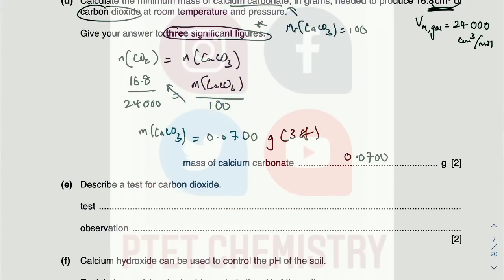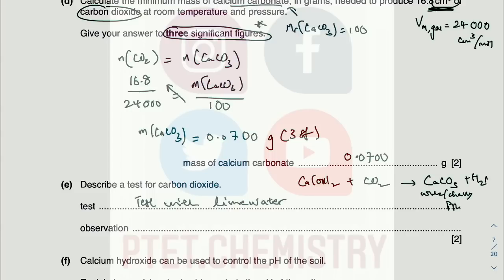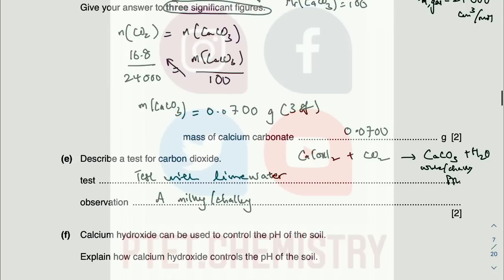Test for carbon dioxide. So you test with lime water. Lime water is a saturated solution of calcium hydroxide. So when you add lime water, it's going to give you calcium carbonate, which will be a white or chalky precipitate, and you're going to get water as well. So you get a milky or chalky precipitate. In fact, calcium carbonate is very insoluble in water, it's also present in chalk as well. If you have chalk, it's insoluble in water, so a chalky or milky precipitate is formed.